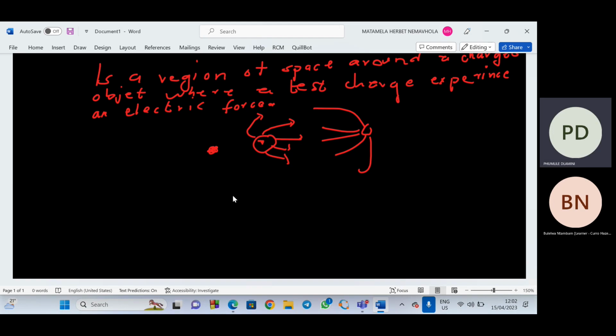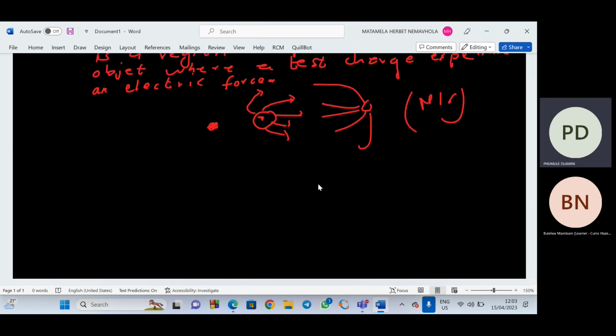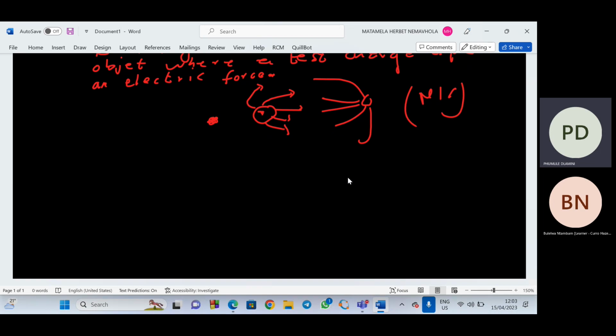We also have something called the strength. We can also calculate the strength of the electric field. The strength of the electric field is in terms of newtons per coulomb, N over C. This is just a unit. When you are calculating the electric field, the formula is E equals K, where K is Coulomb's constant, multiplied by Q over R squared. So this is the formula for electric field.